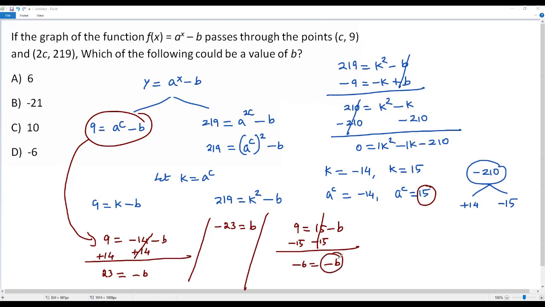Now to make this negative b as positive b, I have to multiply both sides of this equation by negative 1. Okay, when I multiply this negative 6 by negative 1, I am getting positive 6. When I multiply this negative b by negative 1, I am getting positive b. Okay, here I got the value of b, that is the value of b is 6. And we find this 6 in answer choice A. So in the given answer choices, the value 6 in answer choice A could be a value of b. The correct answer choice for this question is A.